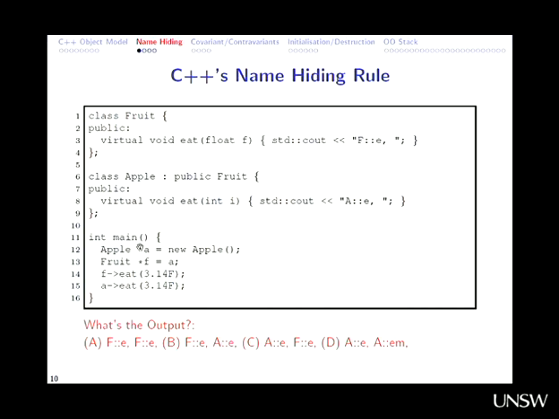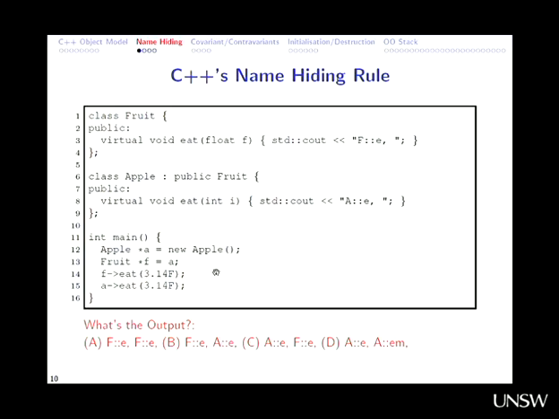We then have an apple, we say a equals new Apple. By the way, there's a memory leak in this program. We never delete a. Anyway, we create an apple object. We then create a pointer to a fruit object and assign it the memory address of an apple. This is fine. We then call f pointing to eat and pass in 3.14 float. We then call a pointing to eat and we pass in 3.14.